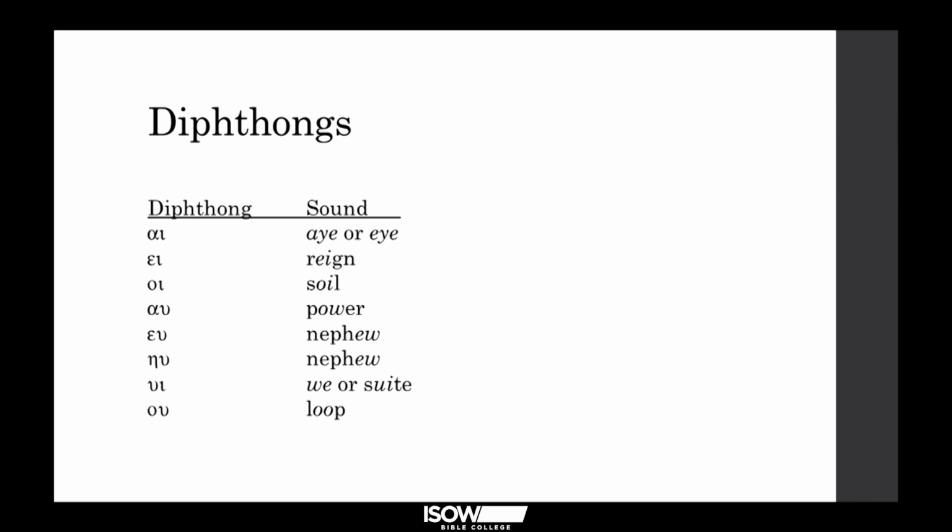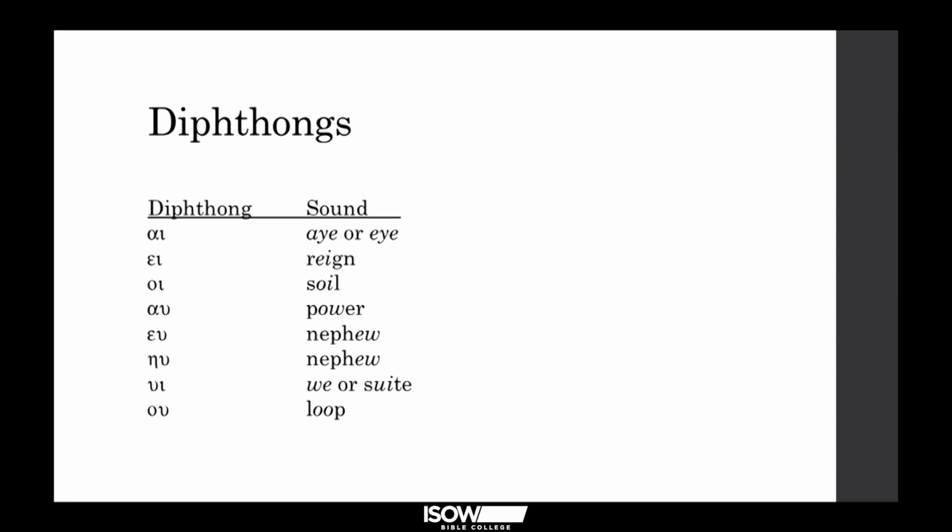The next thing are the diphthongs. The alpha iota will be pronounced as an I, like the sound of the eyeball, I. Epsilon iota will make the A noise, as in rain. Omicron iota will make the Oi noise, as in soil. Alpha upsilon will make, in Erasmian pronunciation, the noise of ow, as in power.